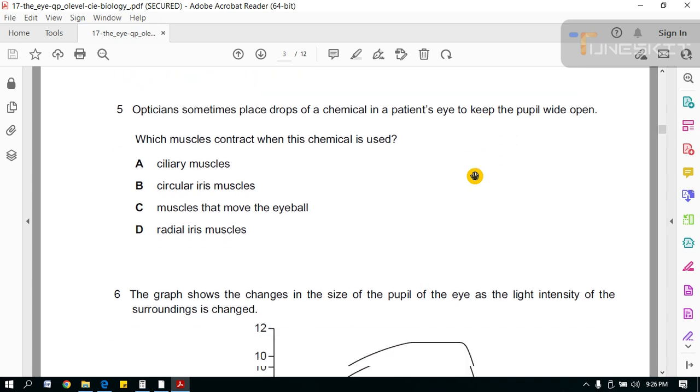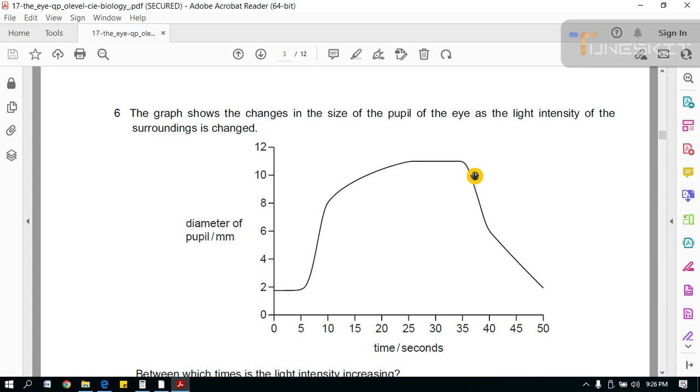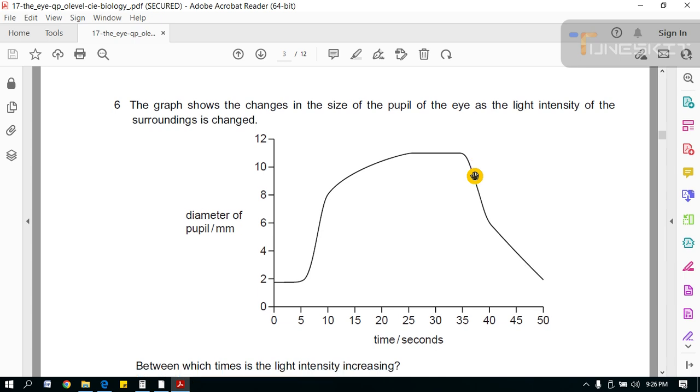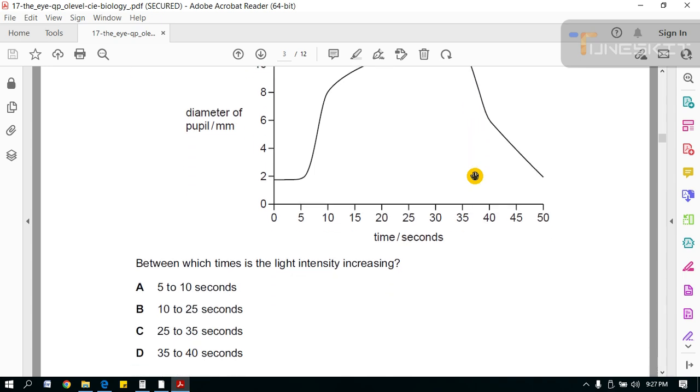Another MCQ is that the graph shows the changes in the size of the pupil of the eye as the light intensity of the surroundings is changed. So here is the graph, you can easily observe it. On the y-axis he has given you the diameter of the pupil in millimeters, and on the x-axis you have the time in seconds.